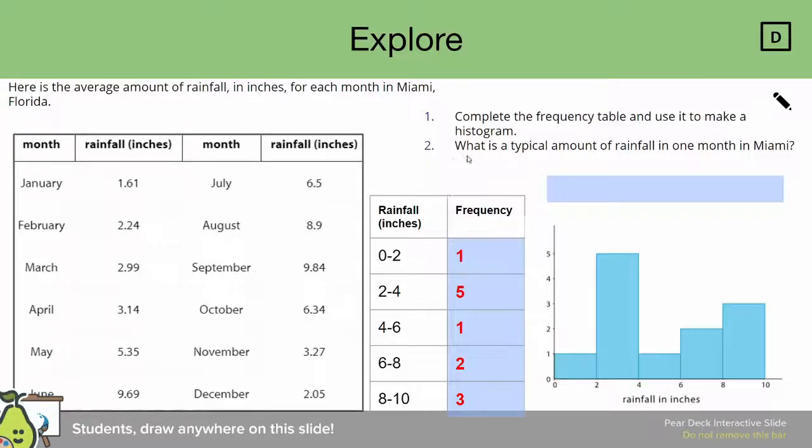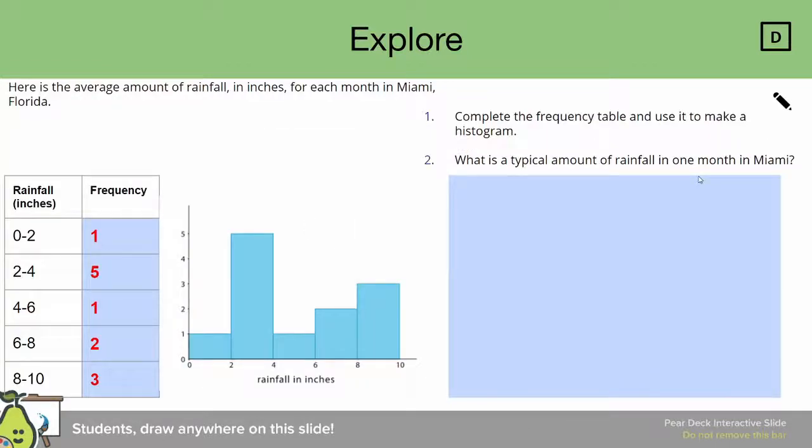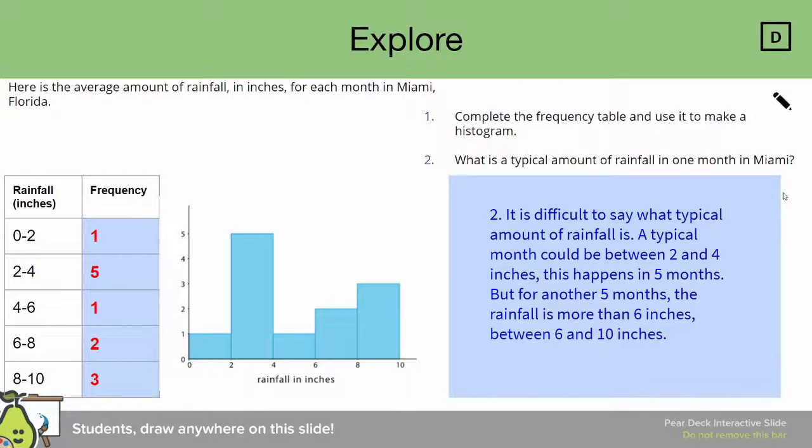Please pause the video and read question number 2 to yourself. All right, welcome back. Number 2 says, what is a typical amount of rainfall in 1 month in Miami? And for this one, if you said it is difficult to say what typical amount of rainfall is because a typical month could be between 2 and 4 inches.